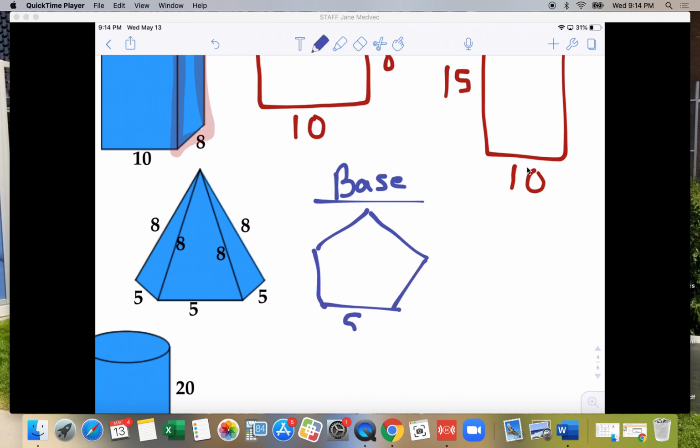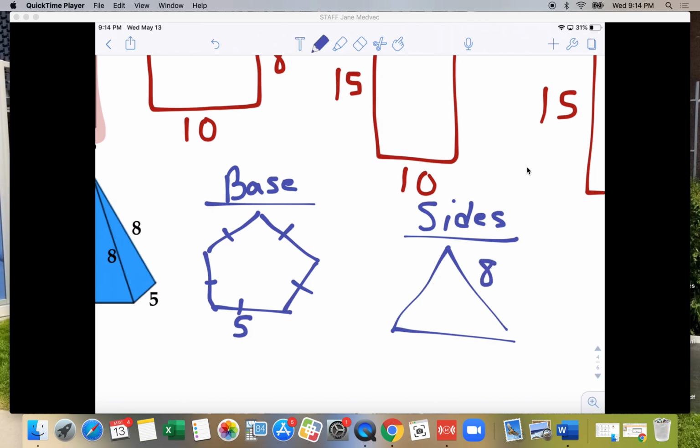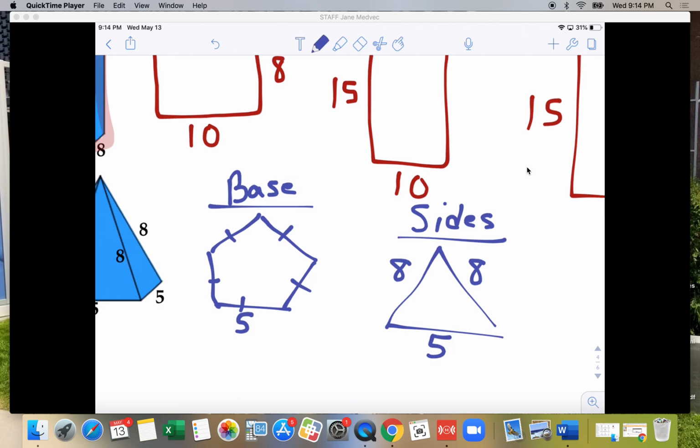Okay, and I've got a 5, and I'm going to mark that all the sides are the same. And then the sides, since they are also the same dimension, they are triangles. And this is 8, this is 8, and this is 5.